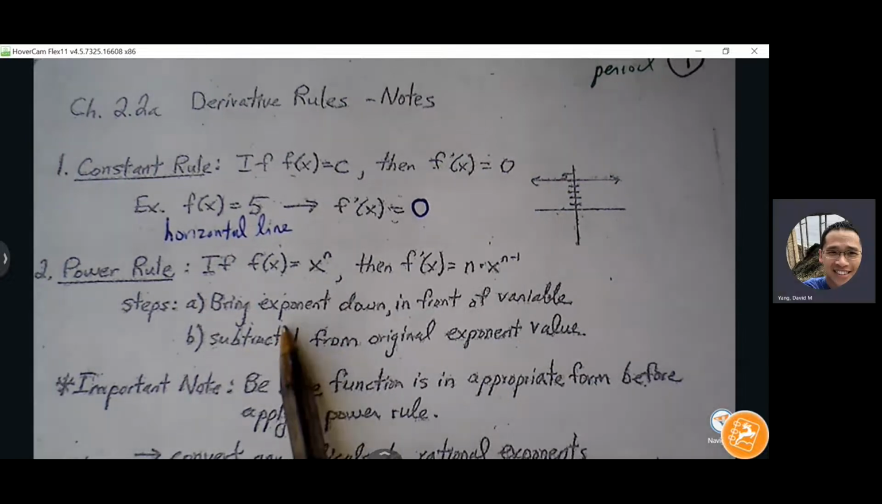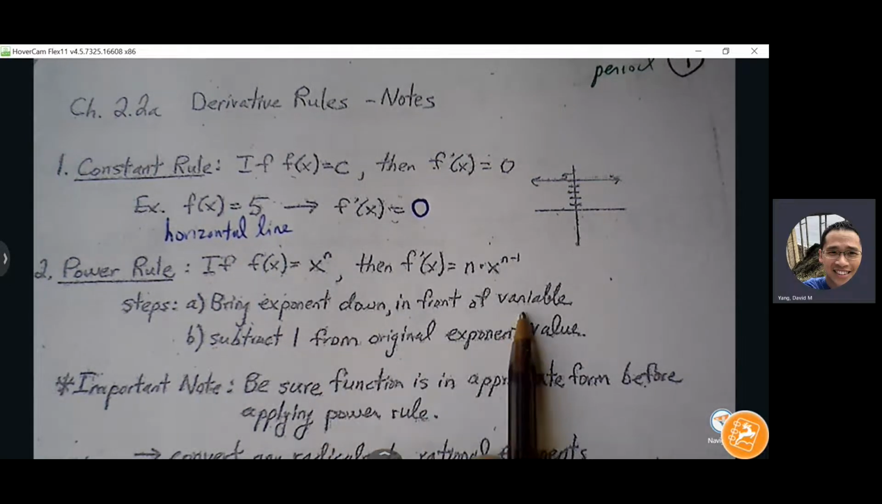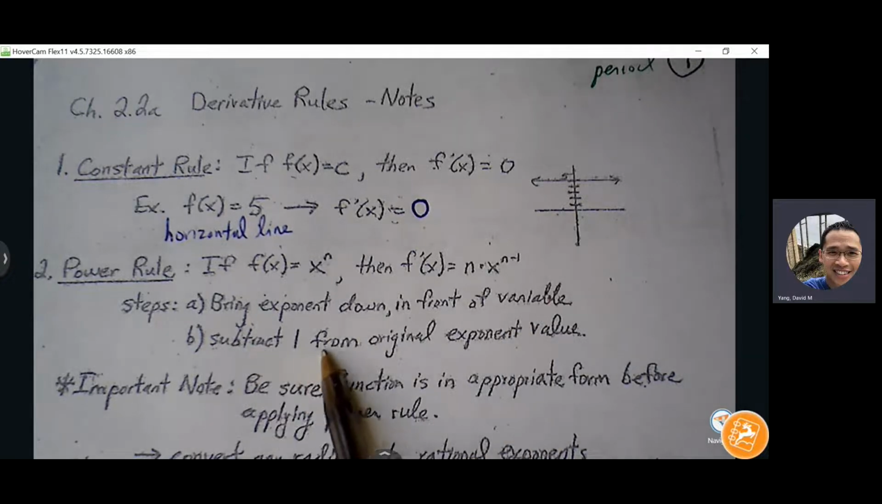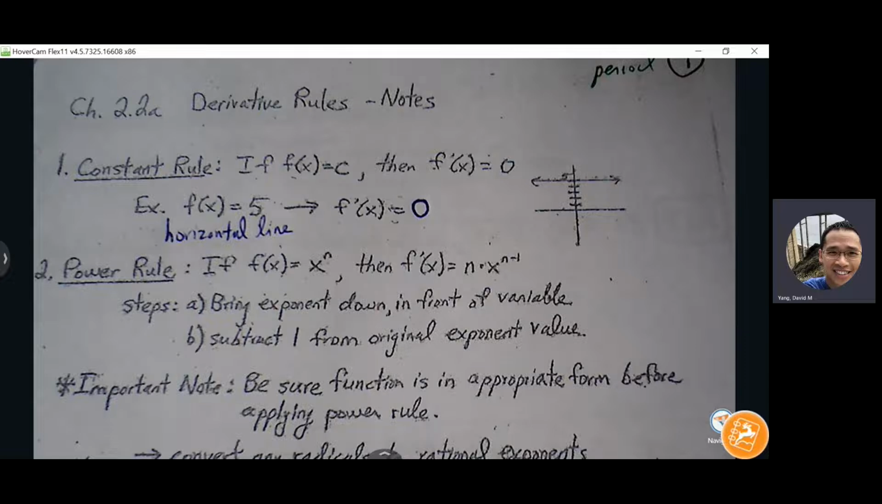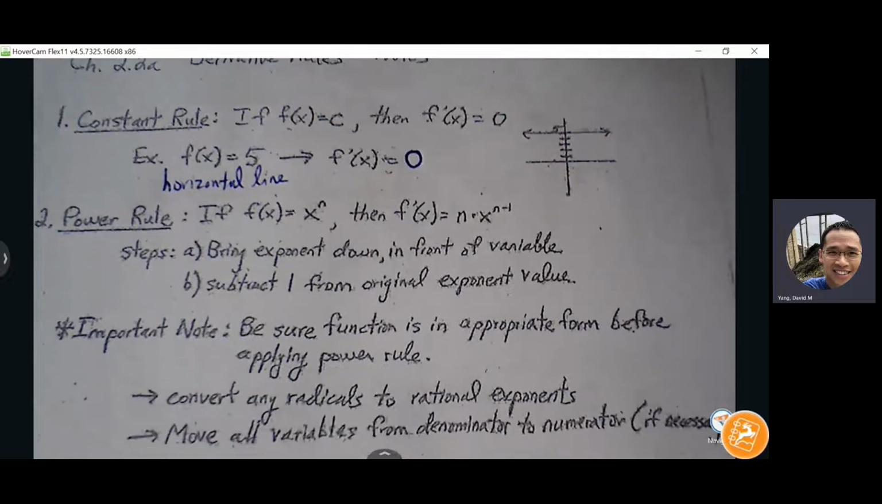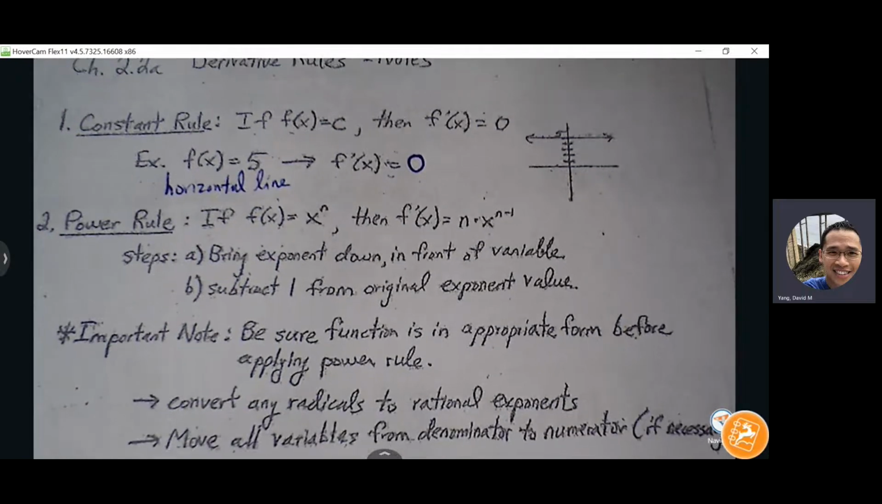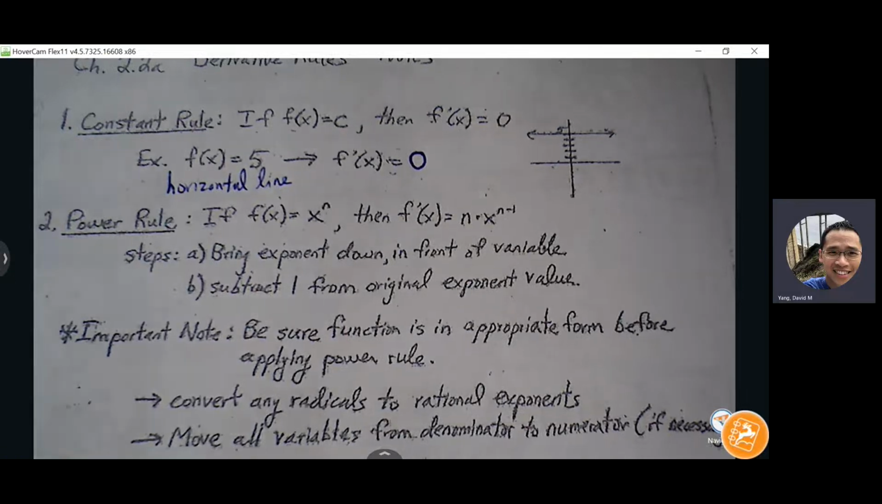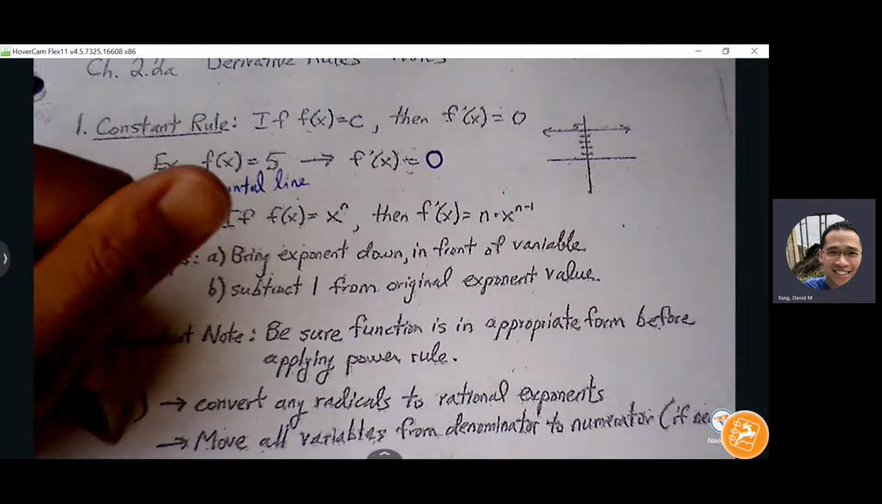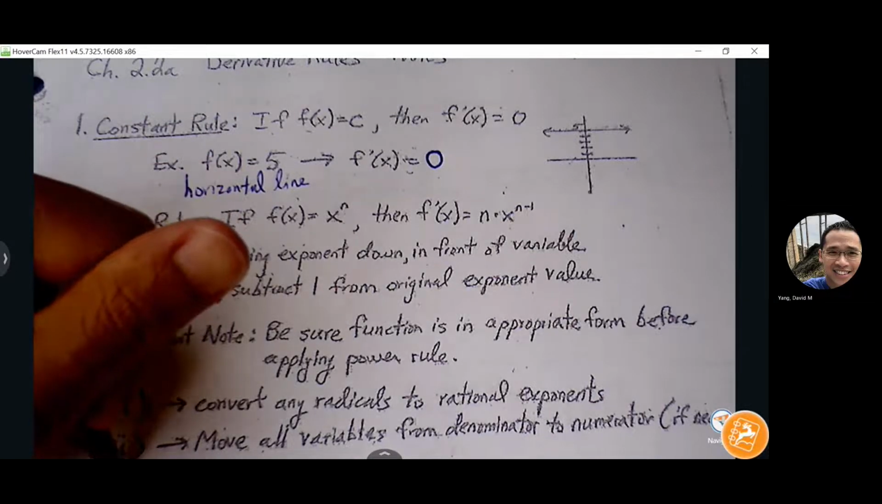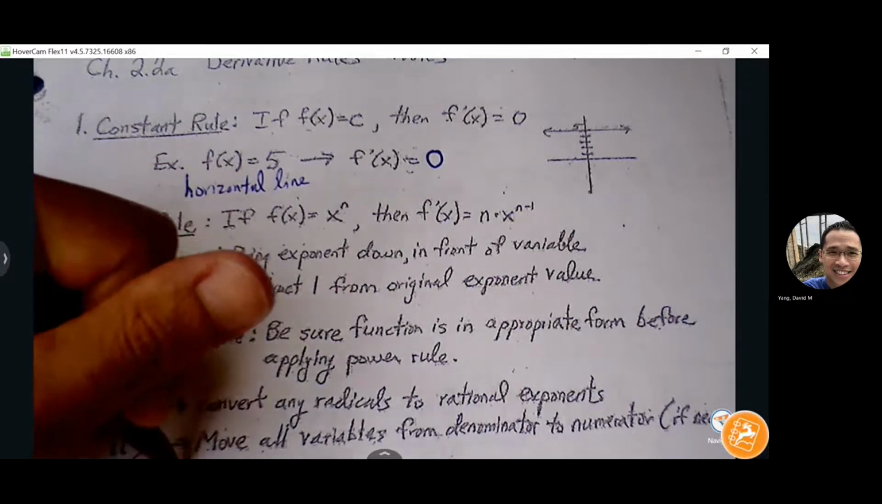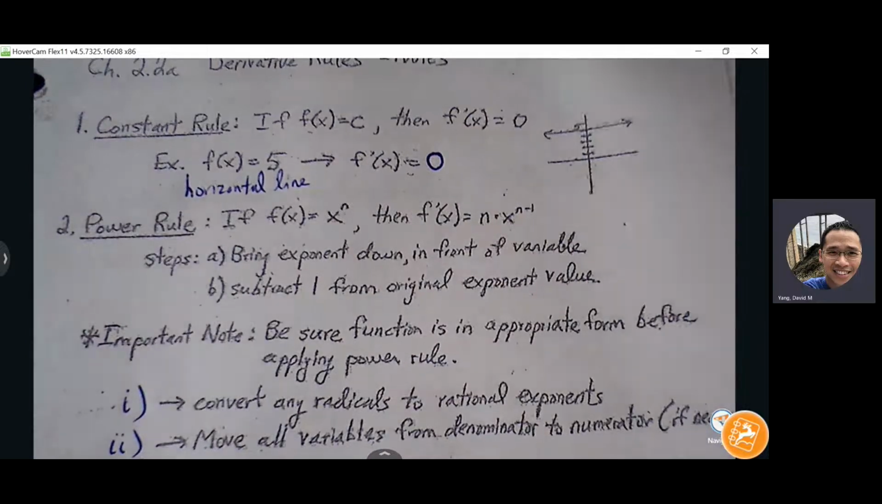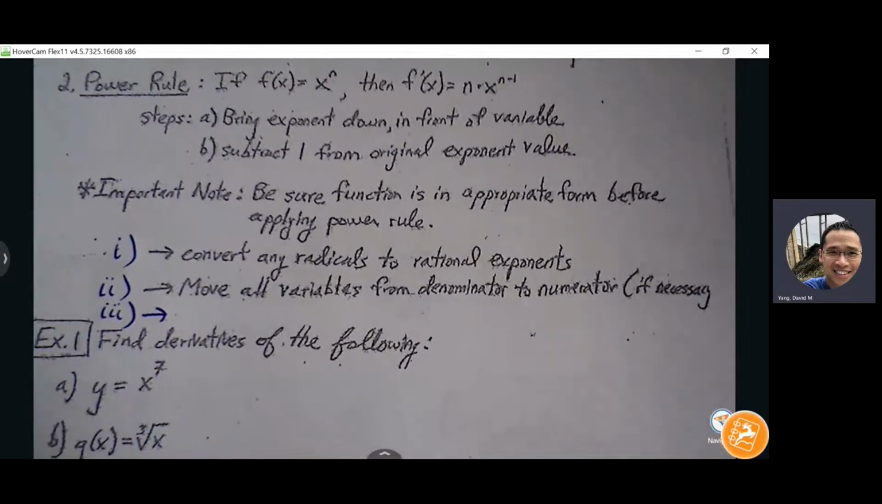So we bring the exponent down in front of the variable, we turn it into multiplication with the variable, and then we subtract 1 from the original exponent value. An important note is to be sure that the function is in appropriate form before applying power rule. And there are 3 conditions that we have to make sure we have in place before we do power rule.